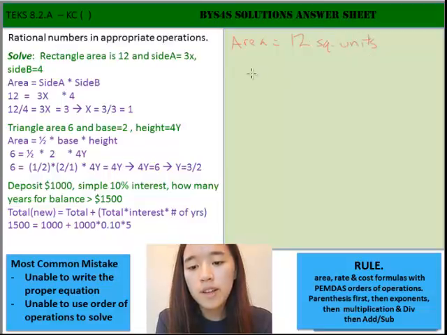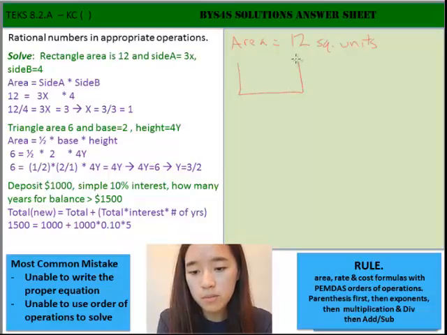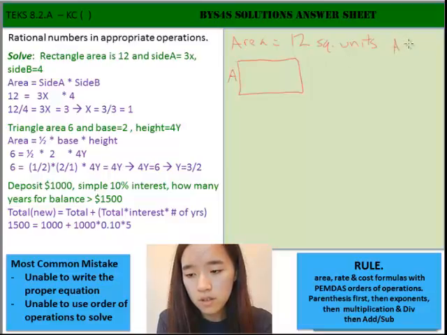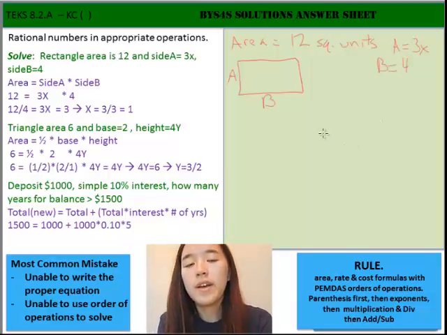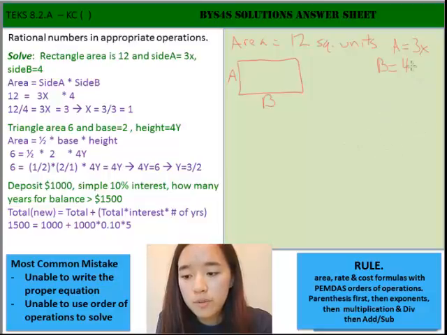And that side A, let me draw this rectangle for you to help us visualize the problem. This is side A equals 3x. And side B equals 4 units. So side B equals 4, there's no unknown variable. That makes it simple. And we're told to find x, the unknown.